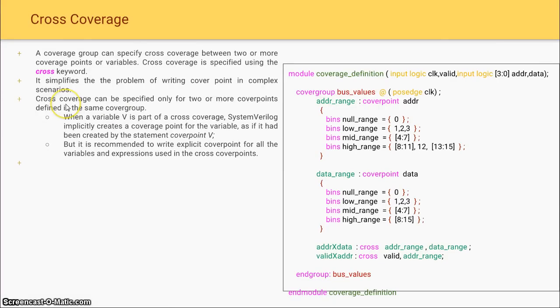Also remember that cross coverage can be specified only for two or more cover points defined in the same cover group. So you have to use the cover points defined in the same cover group to define a cross coverage. You cannot cross a cover point that is lying outside of this particular coverage group. And this we had already seen. When a variable is a part of a cross coverage, SystemVerilog will implicitly create all the coverage points for that variable as if it is created by the statement coverpoint v. But it is always recommended to write an explicit cover point for all the variables and cross them in the relevant fashion.